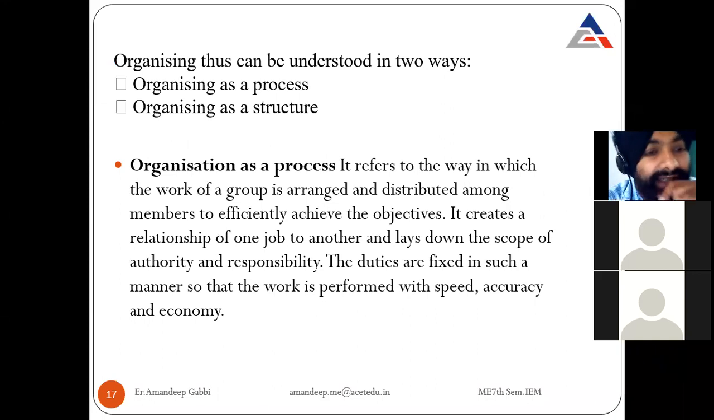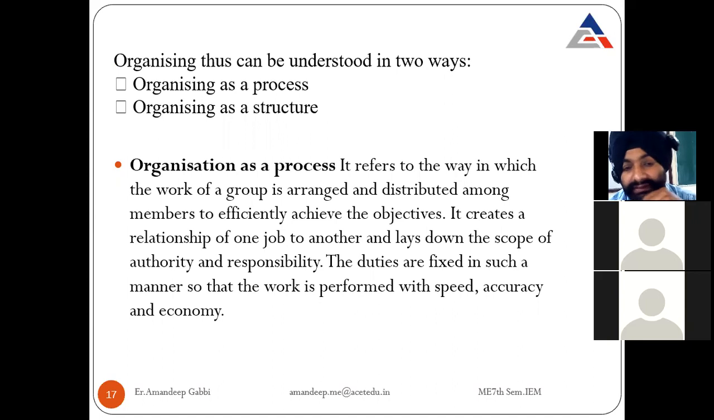Organization can be understood in two different ways: organization as a process and organization as a structure. There can be two types of organization: one is as a process and the other as a structure. Organization as a process refers to the way in which the work of a group is arranged and distributed among members to efficiently achieve the goal. It creates a relationship of one job to another and lays down the scope of authority and responsibility.